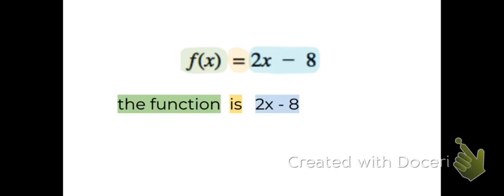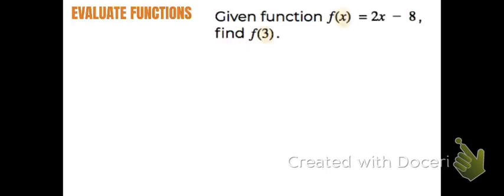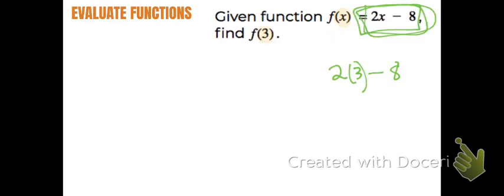And instead of f, they could use a G or an H, but if there's a letter written in kind of that cursive next to an x in parentheses, that is the function notation. Read, the function is... Now this I would read as the function is 2x minus 8. They want us to find out what is the answer if you put 3 inside of the function.